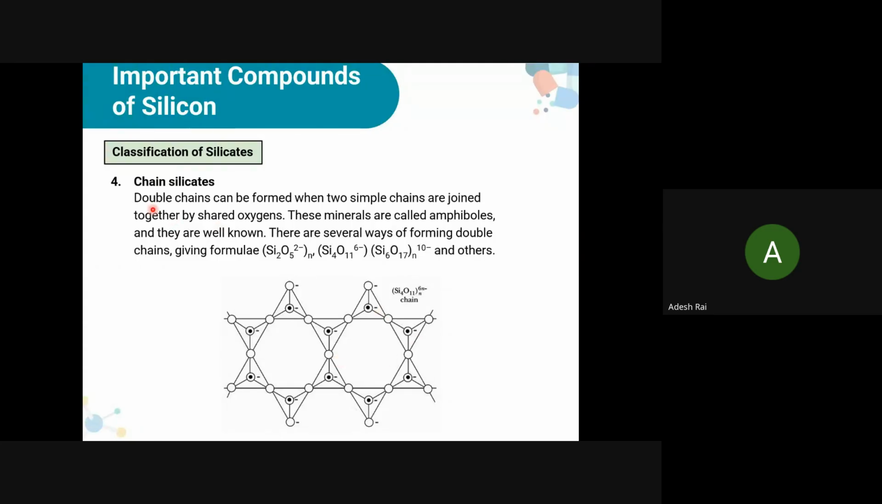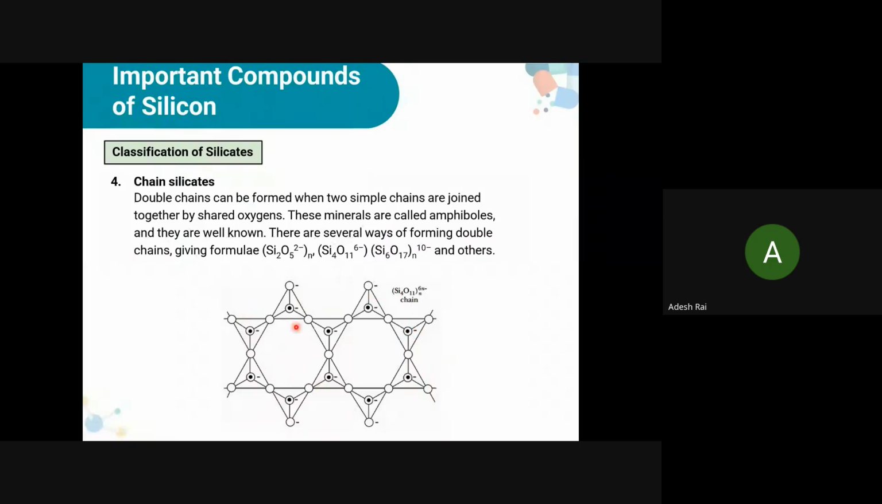So what they have written: double chains can be formed when two simple chains are joined together by shared oxygen. These minerals are called amphiboles and they are well known. So amphiboles are nothing but chain silicates which are joined to each other, in which two chains are joined to each other. Such silicates are also called amphiboles. Am I clear to everyone? Tell me.